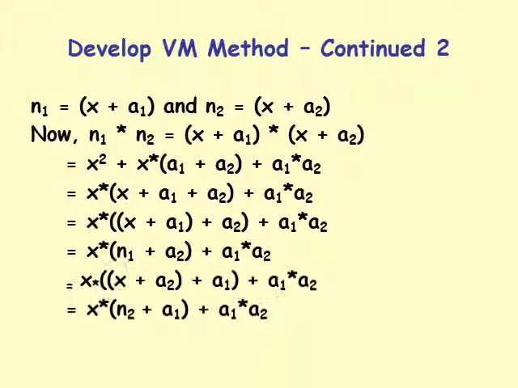That's the left thing we have been doing so far. Again, if we regroup it, combining a2 with x, x plus a2 is n2, so n2 plus a1, and the constant term. So x times (n2 plus a1) plus a1 a2, the constant term.